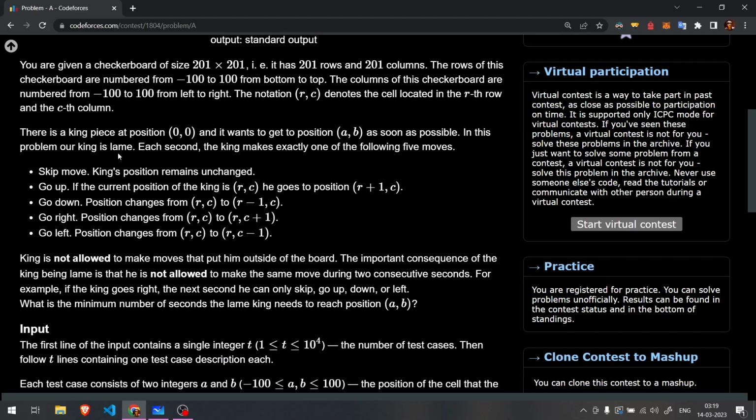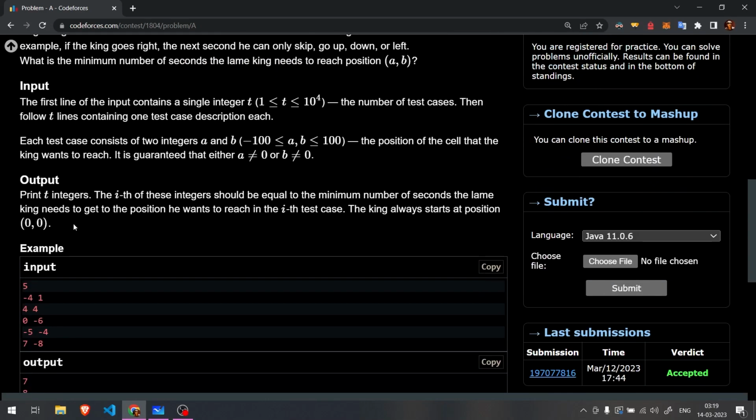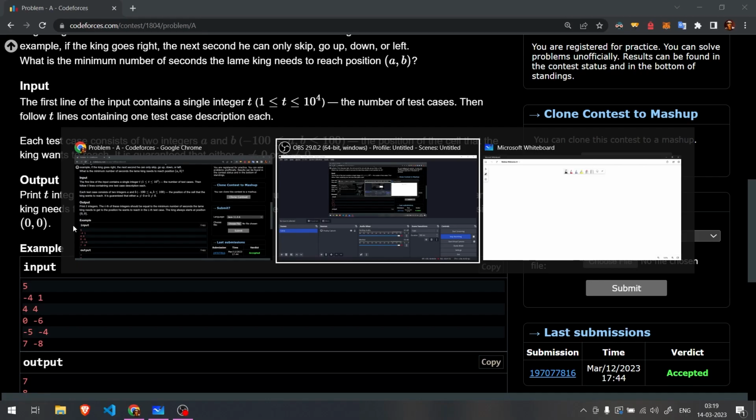Which is basically the x, y coordinates of the king. Now, the king has to go from the origin 0, 0 to a position a, b in the minimum number of moves. What are the moves possible? The possible moves are up, down, left, right, that is the 4 directions, and then we can also skip. But we cannot go outside of the board, which is pretty logical, and we cannot take the same move twice, one after the other. So that's the only constraint here. Let's look at the explanation.